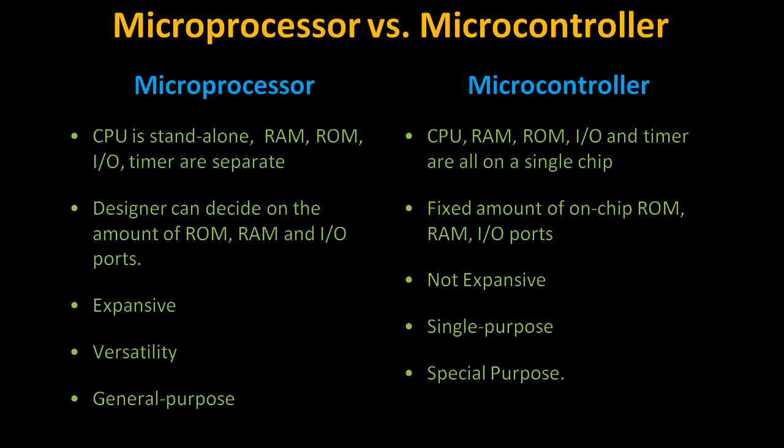In case of a microcontroller, which we are going to see today, CPU, RAM, ROM, input output and timer are all in one single chip. It has a fixed amount of on chip ROM, RAM and input output ports. It is not as expensive as a microprocessor. It is of single purpose, and it is of special purpose also.